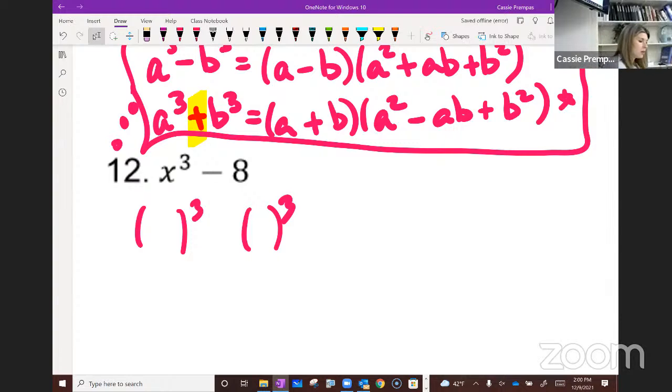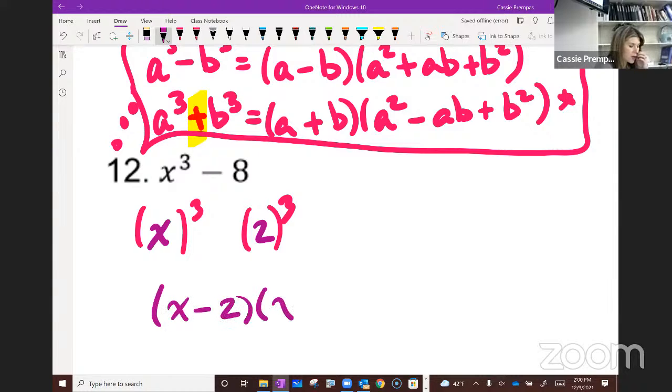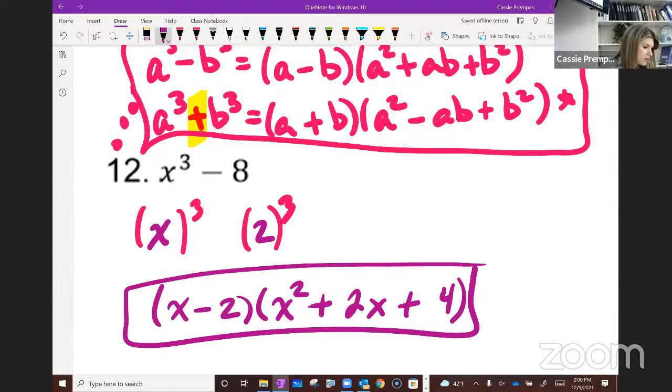All right, guys, let's get back on track. What is being cubed here to give you x cubed? Well, that gives you 8, good. And then what gives you x cubed would be x. So this would factor down into x minus 2 times quantity x squared plus 2x plus 2 squared, which would simplify to 4. And that would be my answer.